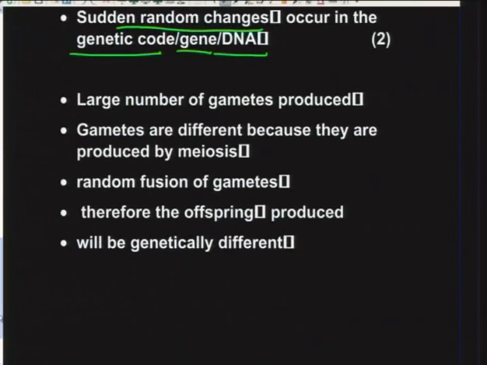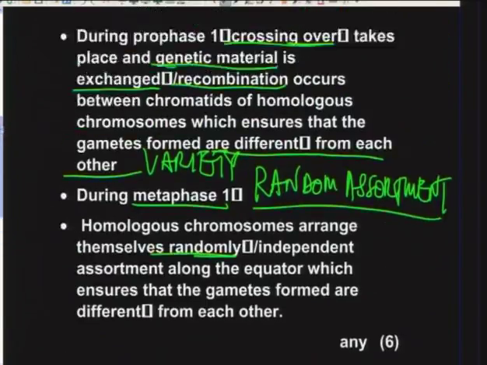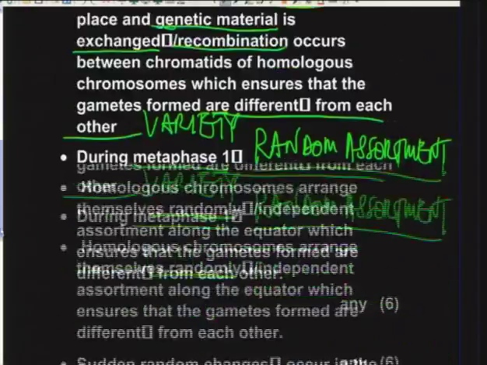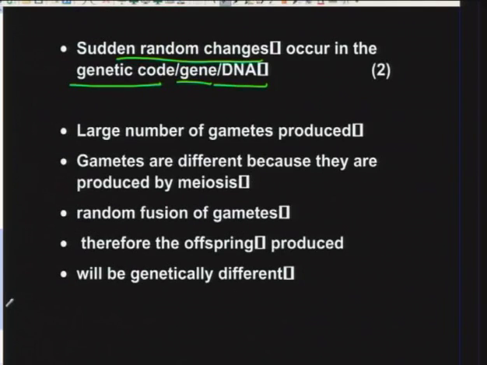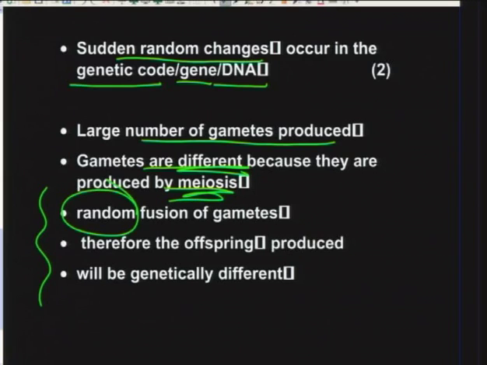The last one, how does sexual reproduction bring about variation? What's the question? Sexual reproduction. First of all, a large number of gametes are produced during sexual reproduction. And the gametes are different because they are produced by meiosis. And now, the more important part here, different from the rest. There's a random fusion of gametes. There's no guarantee which sperm is going to fuse with which egg.